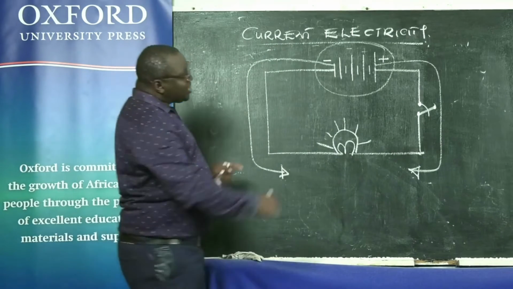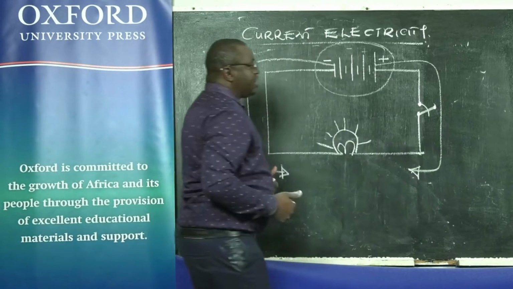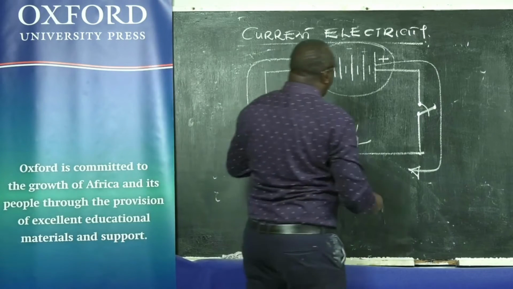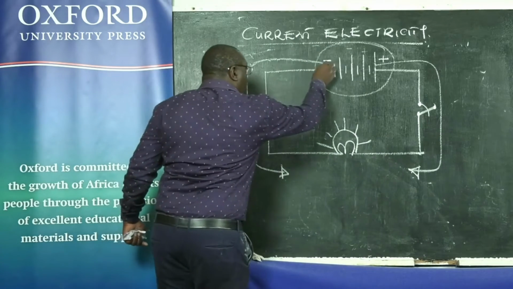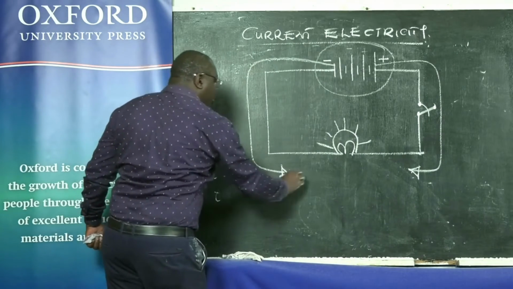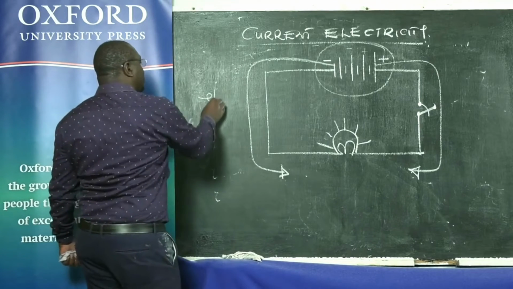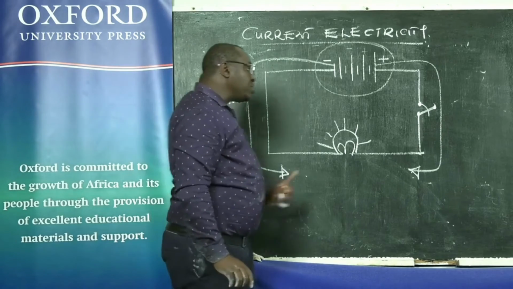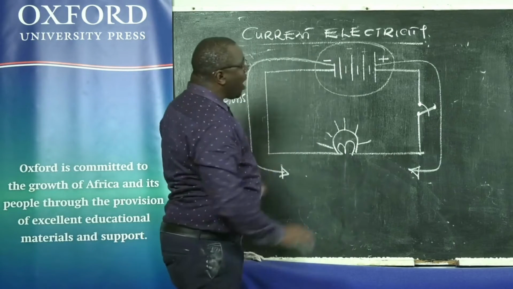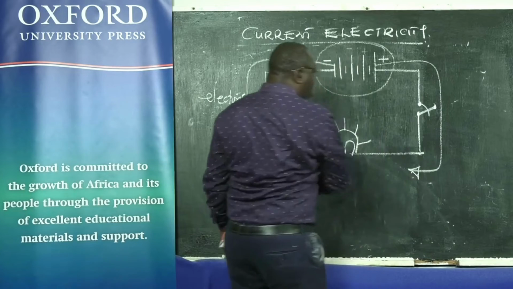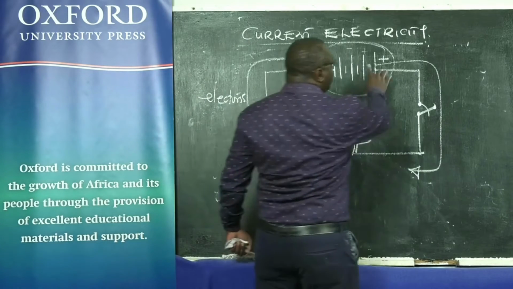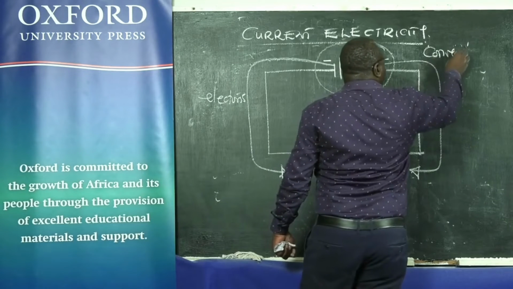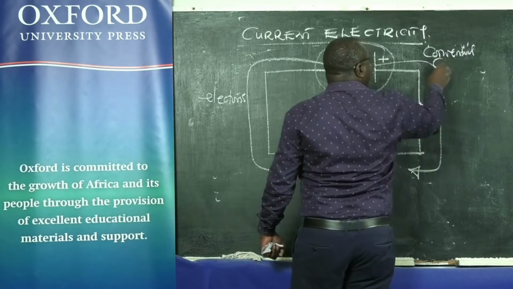Now, what is this confusion that has been created here? This confusion here can actually be sorted out by means of saying the flow of charge from the negative to the positive is simply the flow of electrons. So electrons will always flow from the negative terminal going to the positive terminal. But what is this that is flowing from the positive going to the negative? What flows from the positive to the negative is what we are calling conventional current. So this is conventional current.